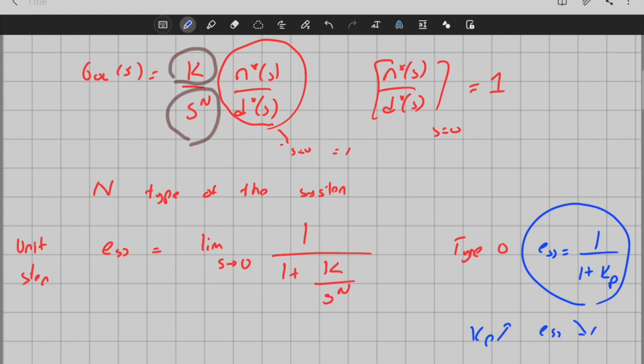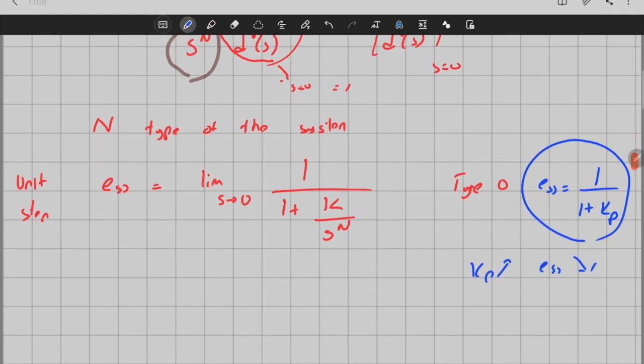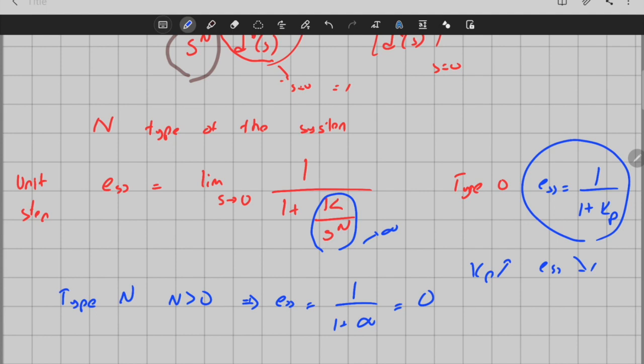So let's assume that I have type n system, where n is greater than 0. It can be 1, 2, or 3. In this case, error steady state is equal to limit 1 over 1 plus, okay, when n is equal to 1 or 2, this will go to infinity, and error steady state will go to 0. That's super great. Now I have a 0 steady state error.